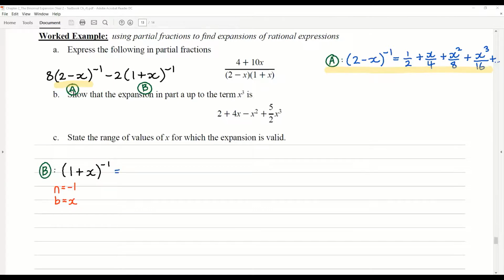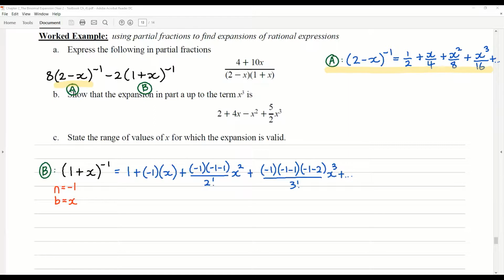So this is going to be equal to 1 plus nb, which is -1 multiplied by x, plus n multiplied by n subtract 1 over 2 factorial multiplied by b squared. So I can just literally put x squared in there, and then add n multiplied by n subtract 1 multiplied by n subtract 2 over 3 factorial, and then b cubed. So in other words, x cubed plus some other terms. Tidy up. So this is going to be 1 subtract x with the negative and positive term.